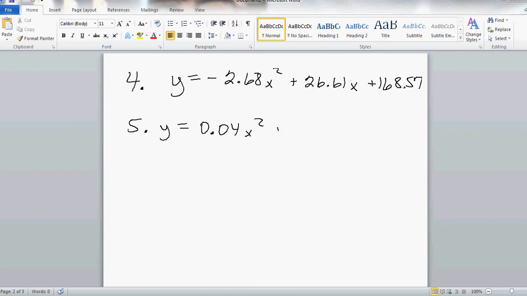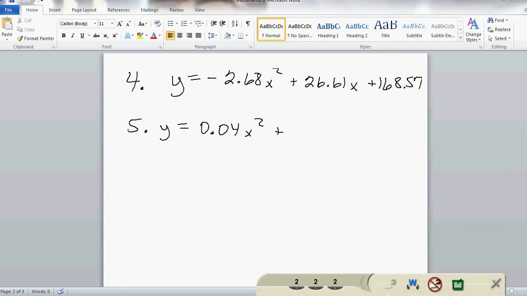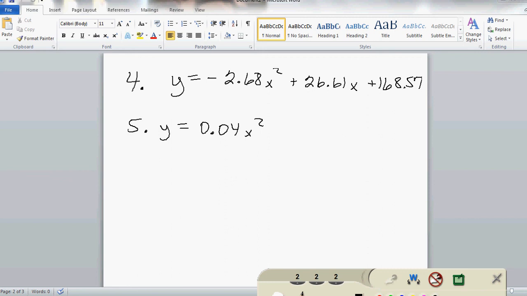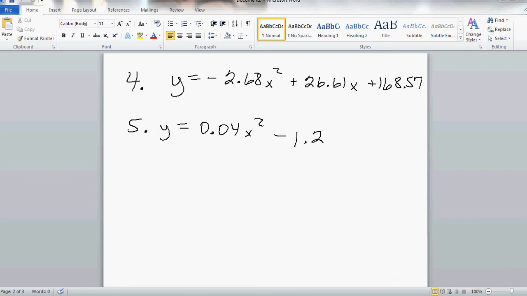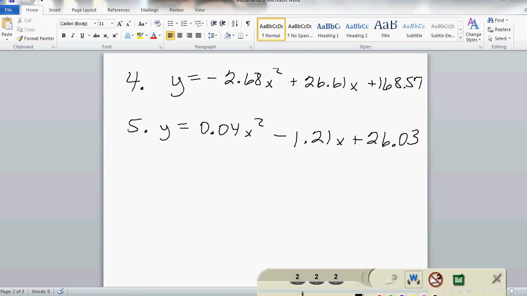So with that in mind, just to somewhat complete this problem, number 5, we get y equals 0.04x squared minus 1.21x plus 26.03. Once again, do not forget to find the minimum value, which is also asked. Or you can use the h and the k as well. But like I said, I'm afraid I'm going to run out of time, but we could find negative b over 2a and then plug that in to find the minimum value.